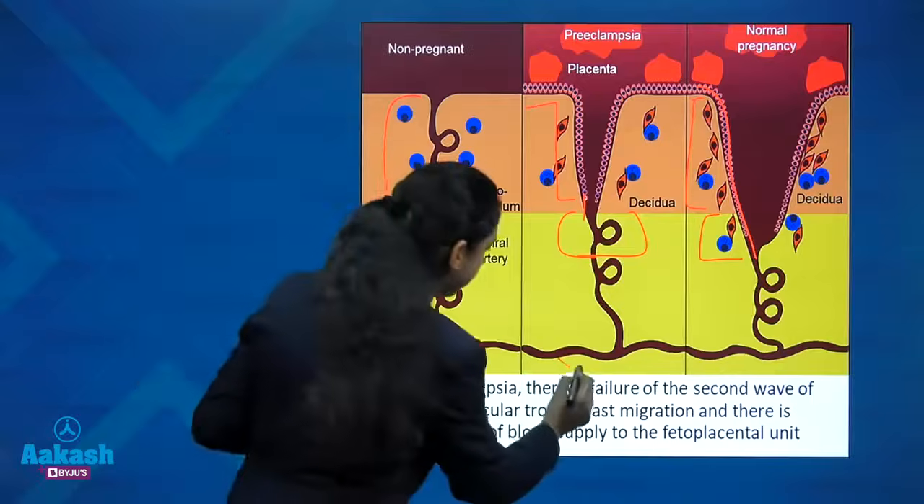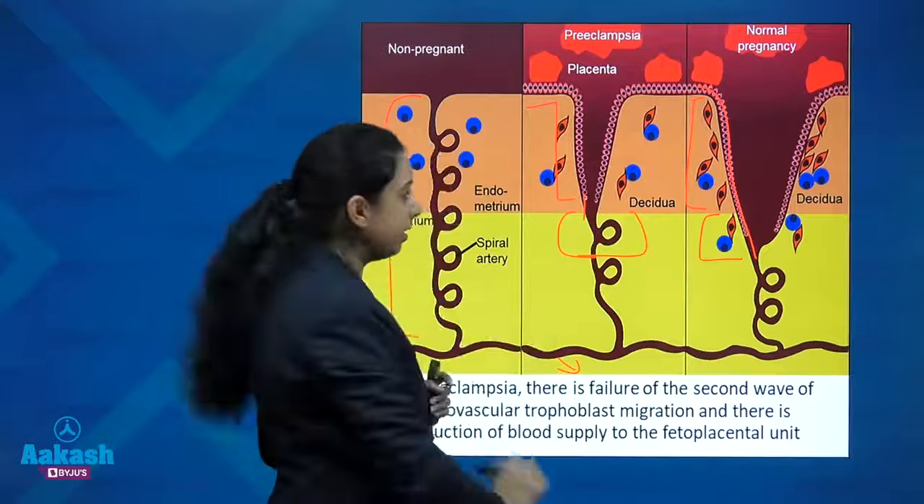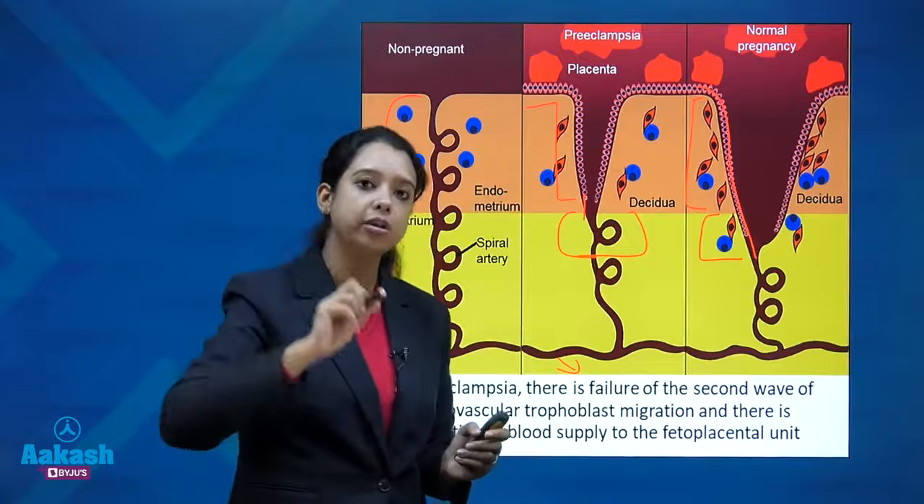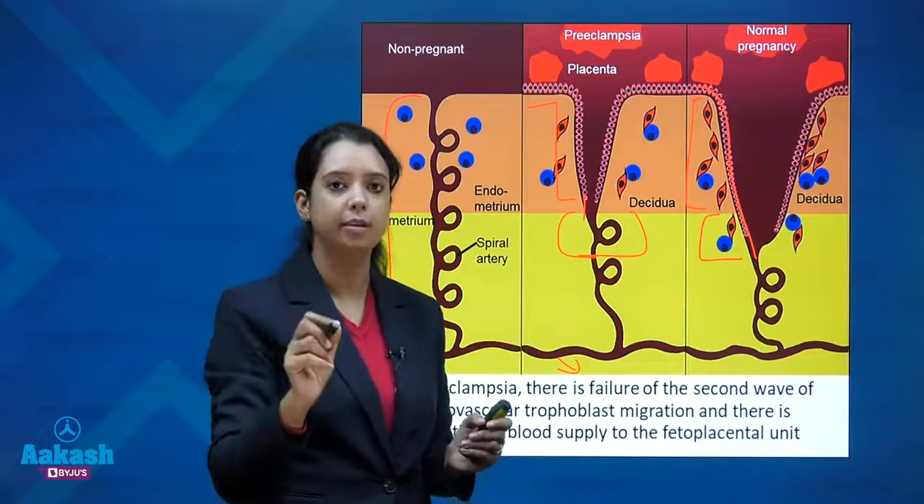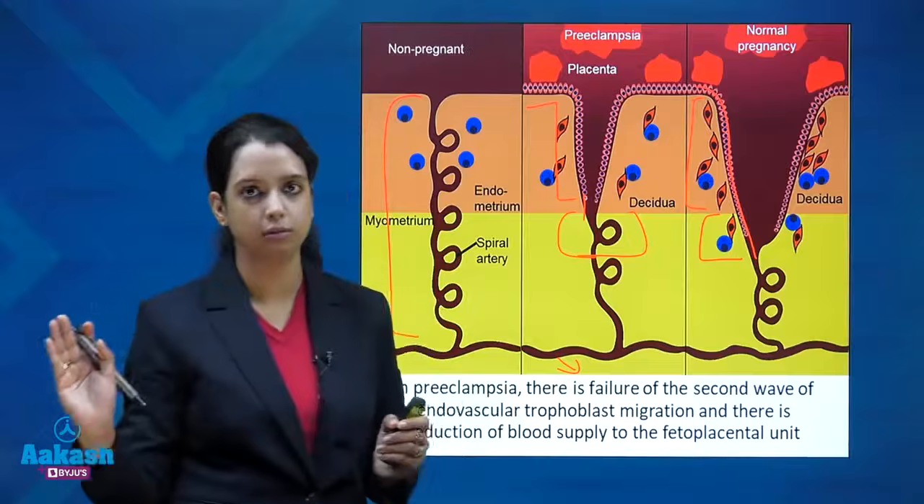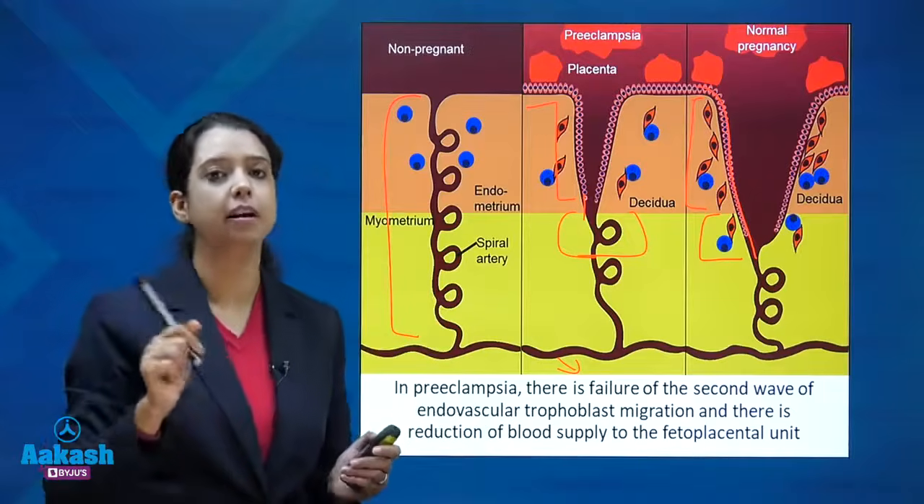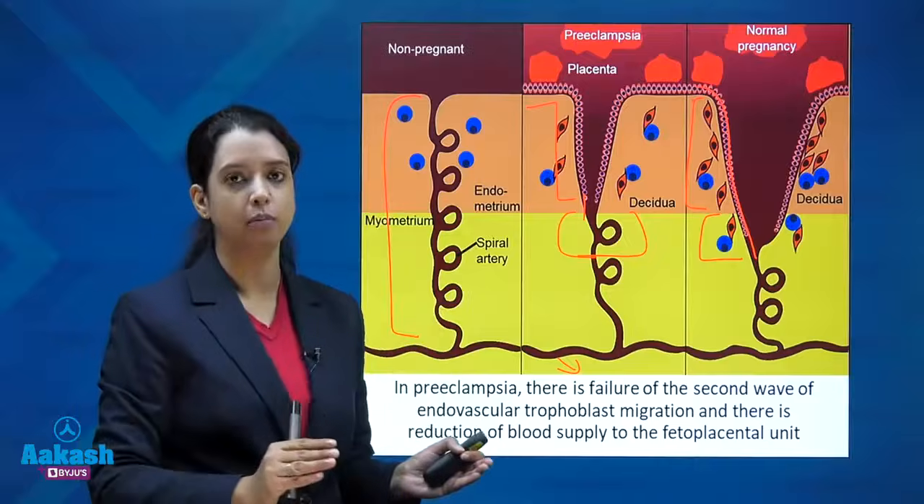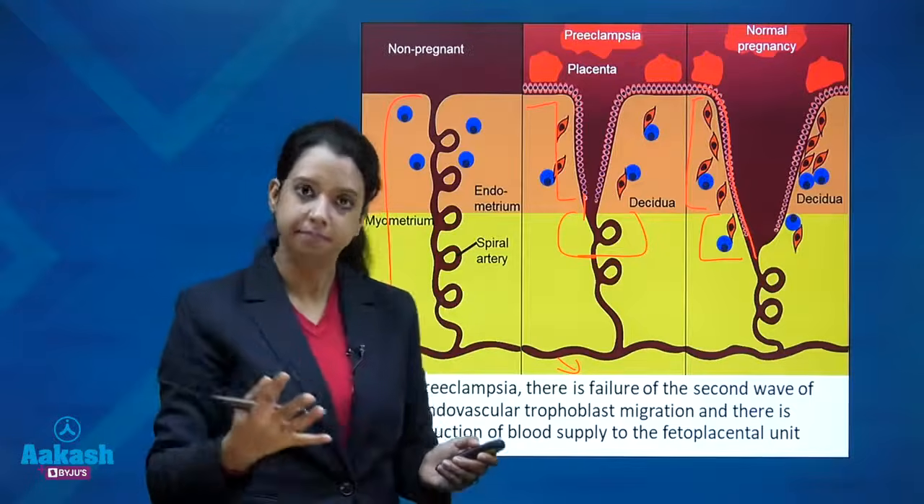This is your arcuate artery. This is not getting invaded. Your spiral arterioles are getting invaded. So your answer was extravillous trophoblast, or you can say more specifically endovascular trophoblast is invading spiral arterioles. When that is abnormal, the second wave of invasion is abnormal, it is leading to preeclampsia, right?